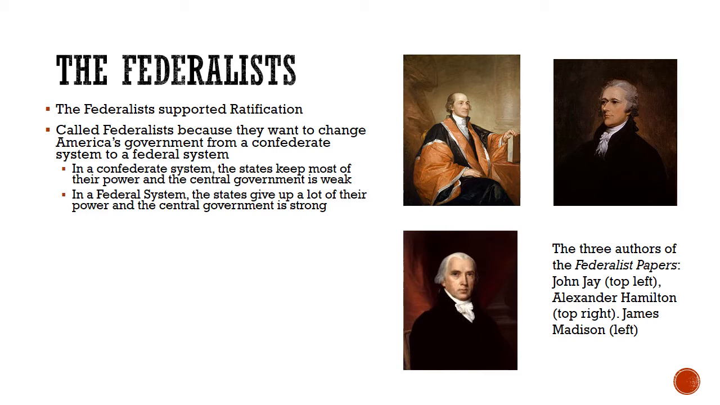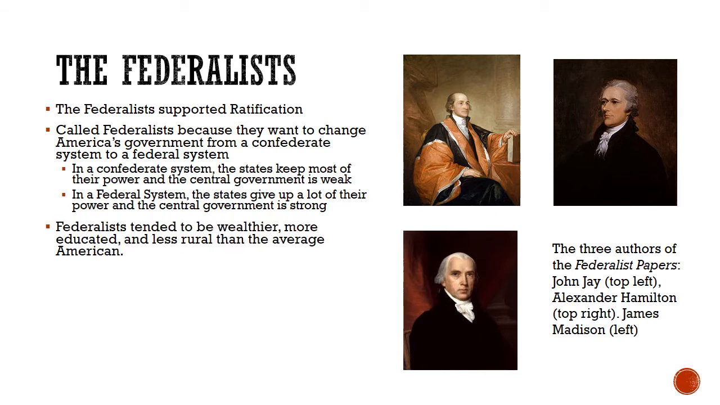Opposed to this, there was the federal system. In a federal system, individual states would give up a lot of their power, and this would make the central government really strong. Basically, there'd be one government in the middle that could tell all of the other states what it had to do. This was the system that the Federalists wanted. They wanted a federal system, so they were called Federalists. Makes sense.